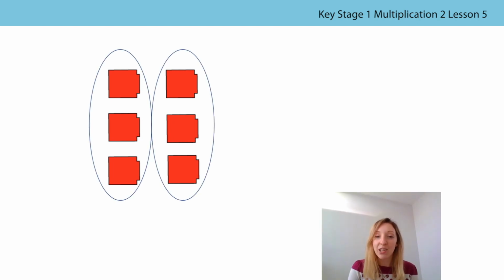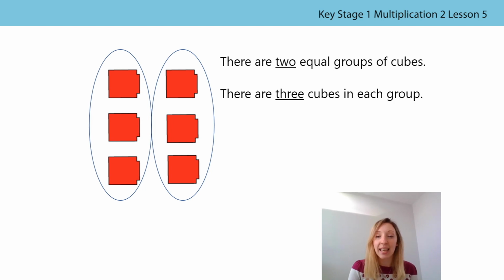You might have arranged your cubes or your bricks or your pieces of pasta into 2 equal groups. There are 2 equal groups of cubes, and how many cubes are in each group? There are 3 cubes in each group, fantastic. And then if we count our groups, we have got 1 group of 3, 2 groups of 3. So there are 2 groups of 3, fantastic. So you might have arranged your 6 objects in this way, or you might have done it in a different way. Let's look at the next way.